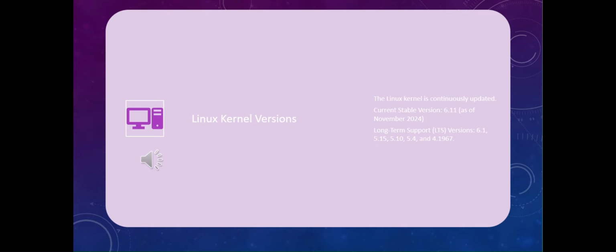Kernel versions of Linux. There's quite many of them, as the Linux kernel is continuously updated. The current stable version is 6.11 as of November 2024, which is when I'm making this. However, long-term support versions, otherwise known as LTS versions, include 6.1, 5.15, 5.10, 5.4, and 4.19.